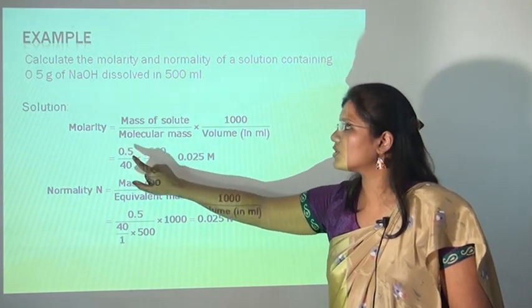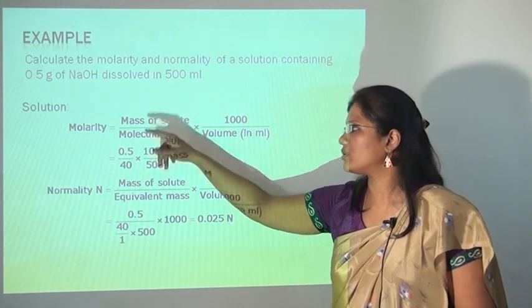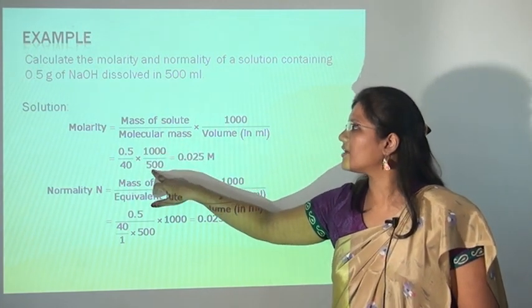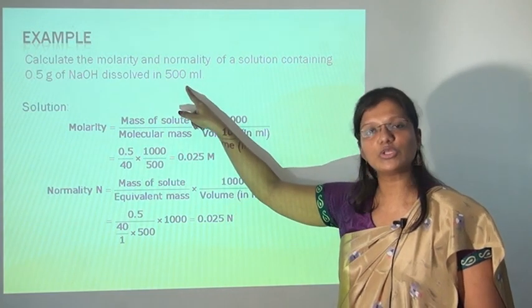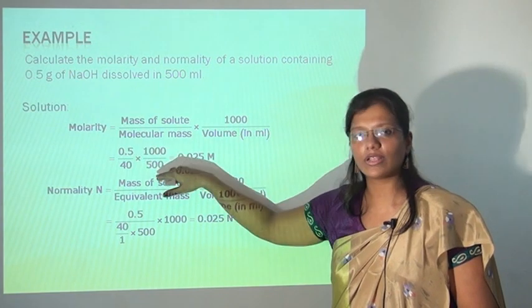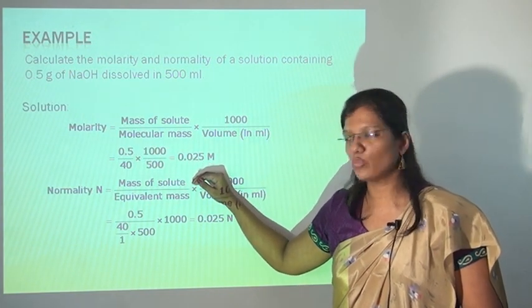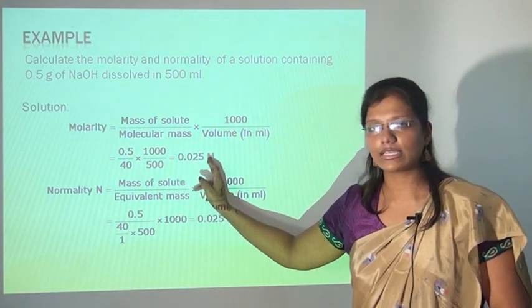We know that mass of solute is 0.5 grams, molecular mass of NaOH is 40, into 1000 divided by the volume that is given to you, that is 500 ml. If you put all these values and calculate, you get 0.025 molar. The first answer is your molarity.